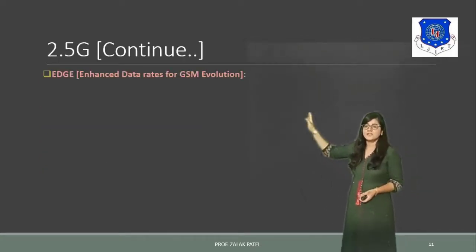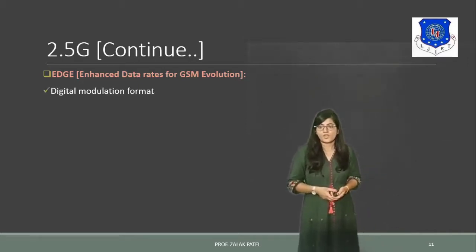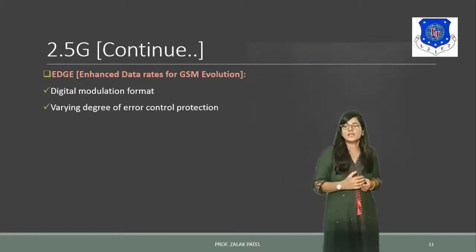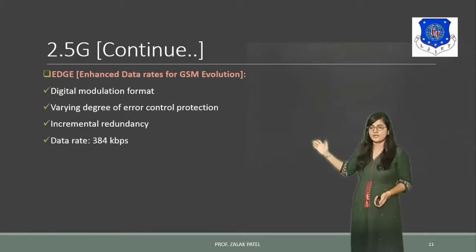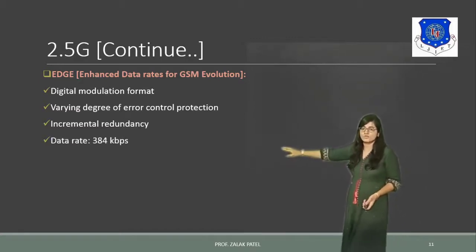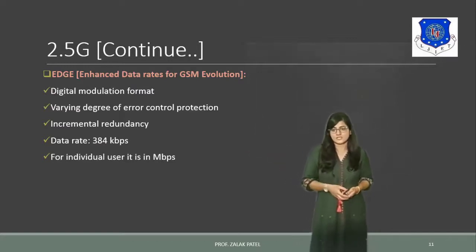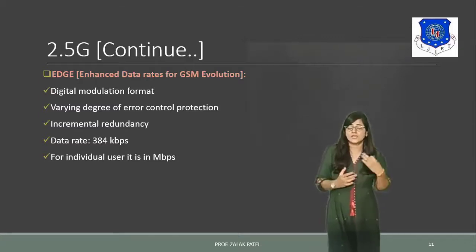Next standard is EDGE, which stands for Enhanced Data Rates for GSM Evolution. It is again in a digital modulation format. Here again error control protection is provided, and it has a higher data rate compared to the previous one, that is 384 kbps. For an individual user, it can go up to Mbps also.